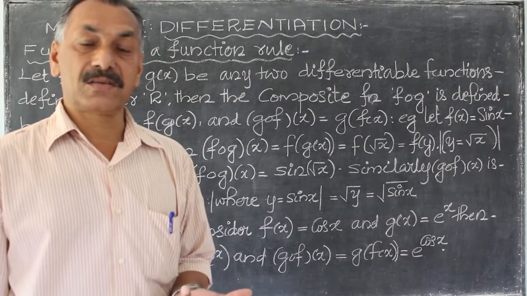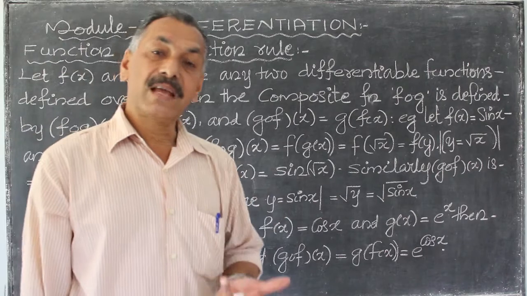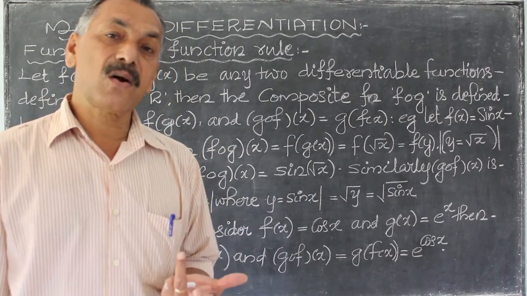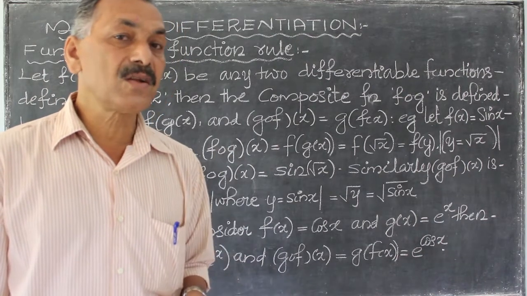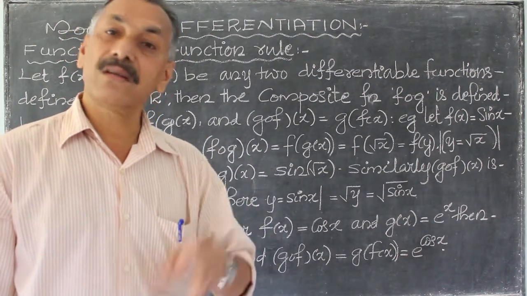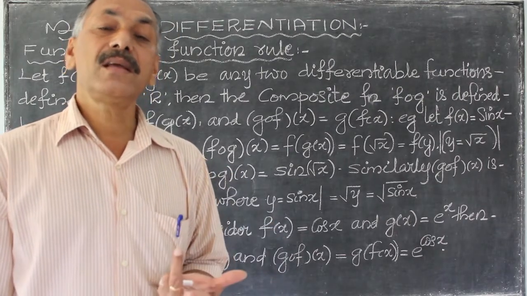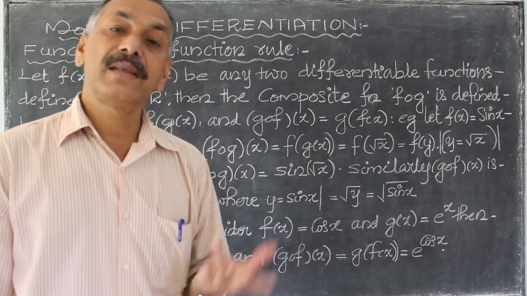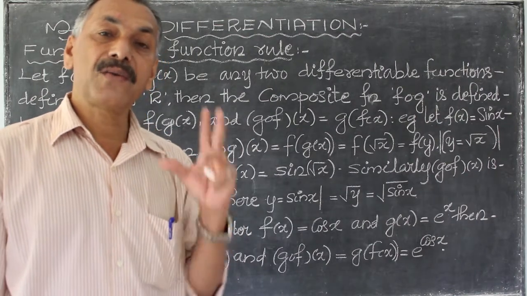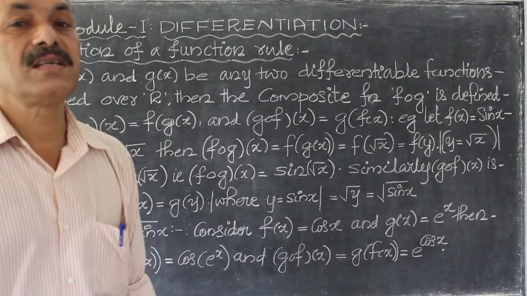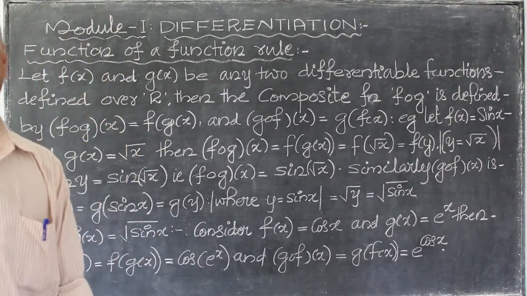Then sin root x or sin log x. Sin log x is the composition of the functions f of x equal to sin x and g of x equal to log x. Then log sin x: f of x is equal to log x and g of x is equal to sin x, and then f∘g is equal to log of sin x. That means composition of a function is the function of a function.